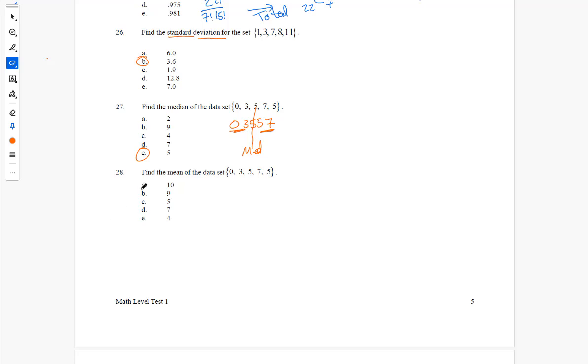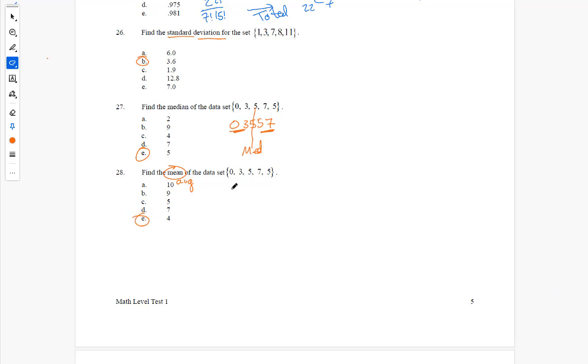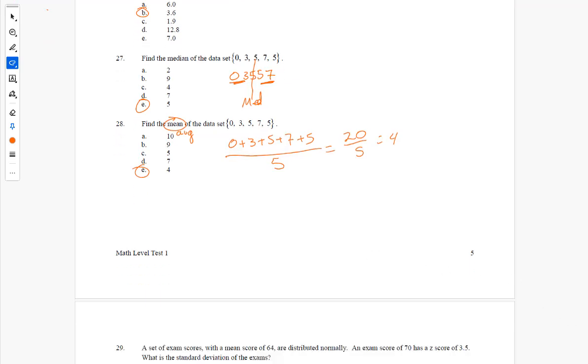And so 28, find the mean of the data set. Now the mean is not the same as the median. Mean means average. In this case, there are again 2 ways to do it. We've got the same data set, but here the mean is this x bar. It's the average, so it's going to be 4. This is what they did to find the average: 0 plus 3 plus 5 plus 7 plus 5, all divided by the 5 of them. That is 20 divided by 5, which gives you a 4. Good deal.